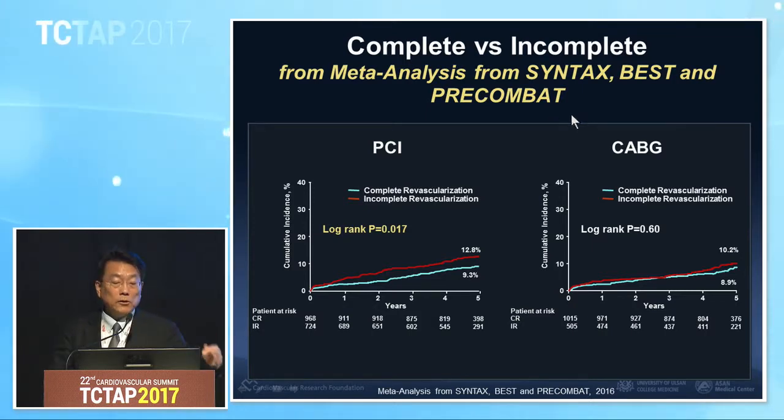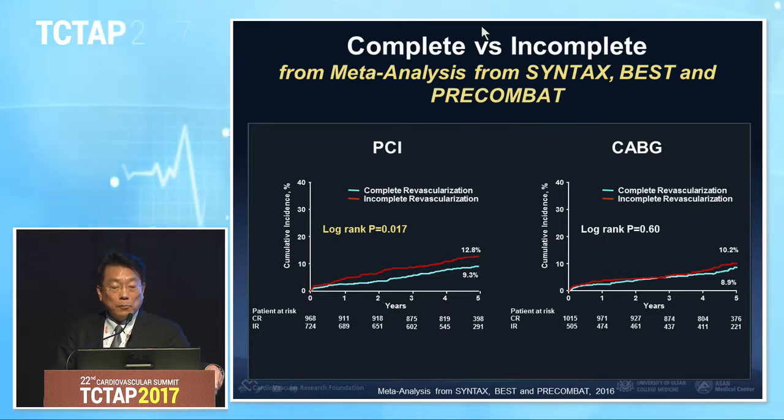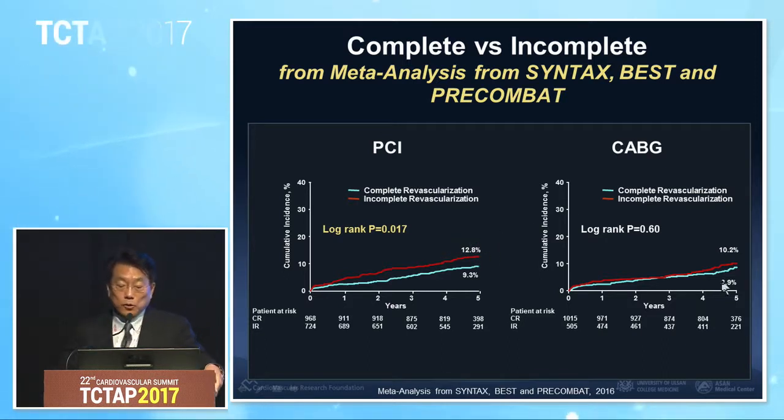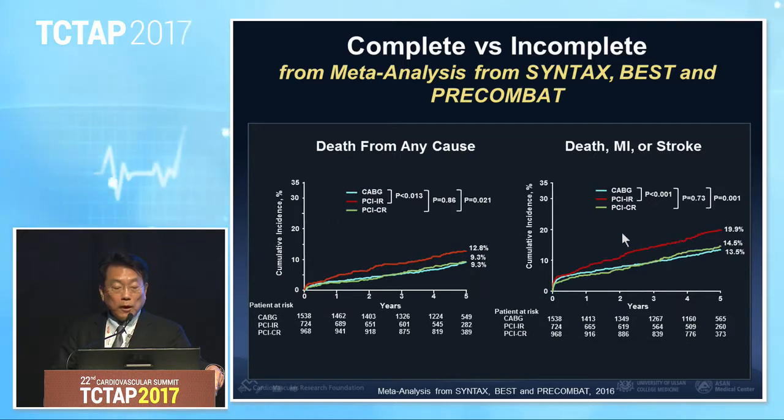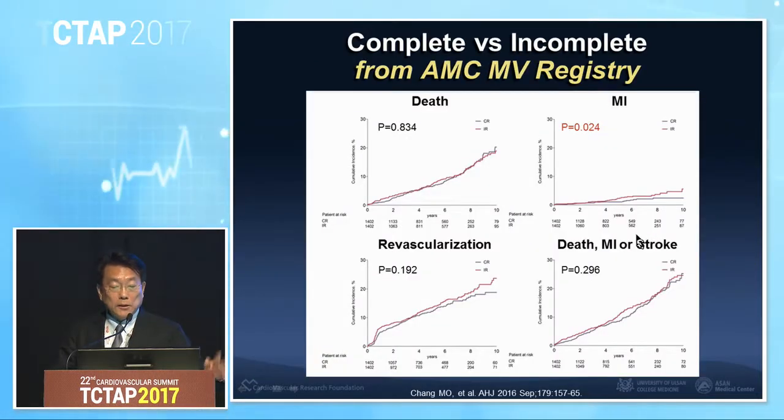So we analyzed again from the combined patient level meta-analysis, complete versus incomplete. In the PCI group, it clearly demonstrates incomplete revascularization had a higher cumulative MACE rate. Bypass surgery is okay. If you look at the any cause death, MI, stroke, look at this, complete revascularization is quite the same, comparable with the bypass surgery. However, incomplete revascularization had a worse outcome compared to complete revascularization. It's the same finding for death, MI, stroke.